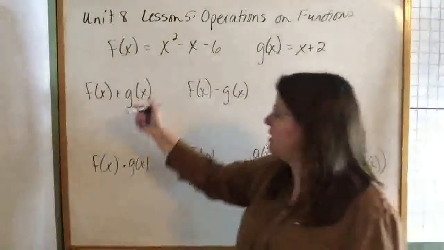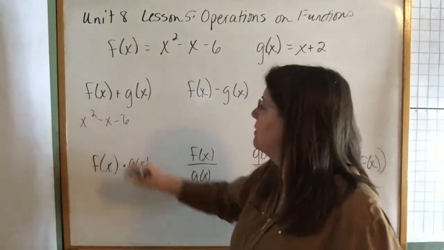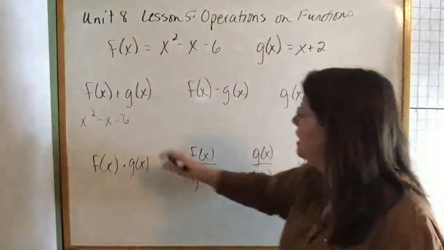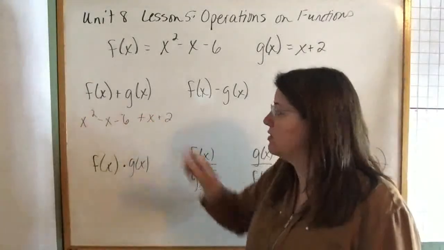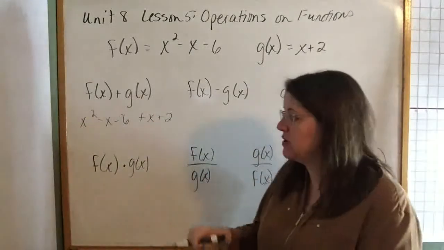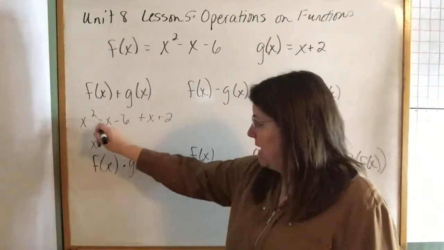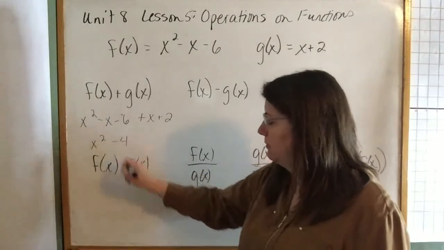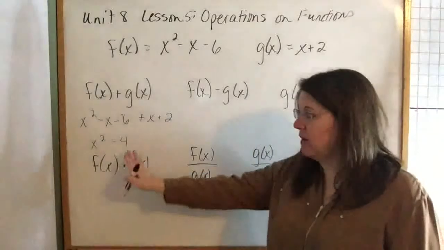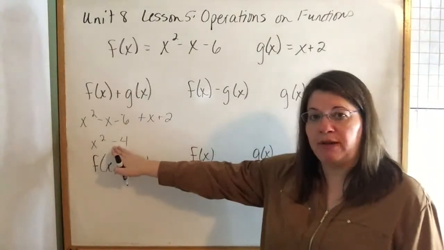So the f of x function is x squared minus x minus 6. The g of x function here is x plus 2. All they want us to do is add those two functions together. So to add those two functions together, all we have to do is add like terms. So I've got x squared, negative x plus x is 0, negative 6 plus 2 is negative 4. That's all they want you to do. f of x plus g of x is x squared minus 4. You don't have to do anything else.